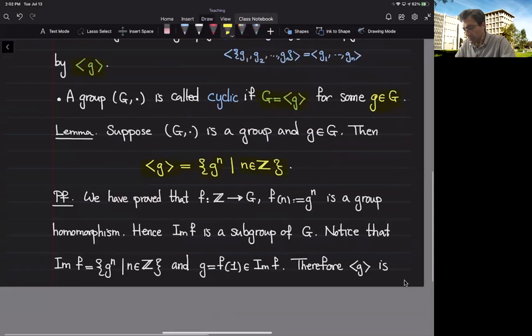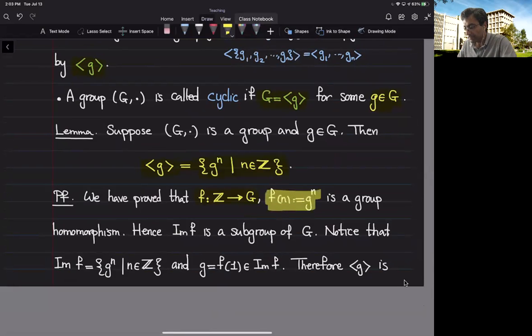The first thing is that this set is a subgroup. Why is that the case? Why is that a subgroup? In the previous lecture, in the previous video, we discussed that this exponential map f from Z to G that sends integer n to g to the n is indeed a group homomorphism.